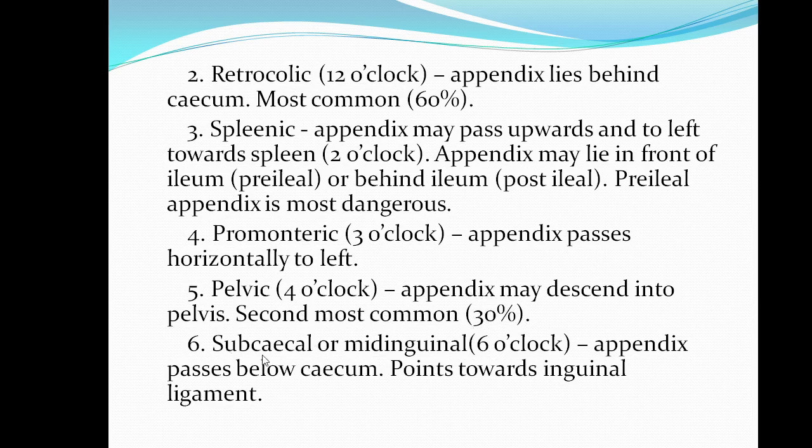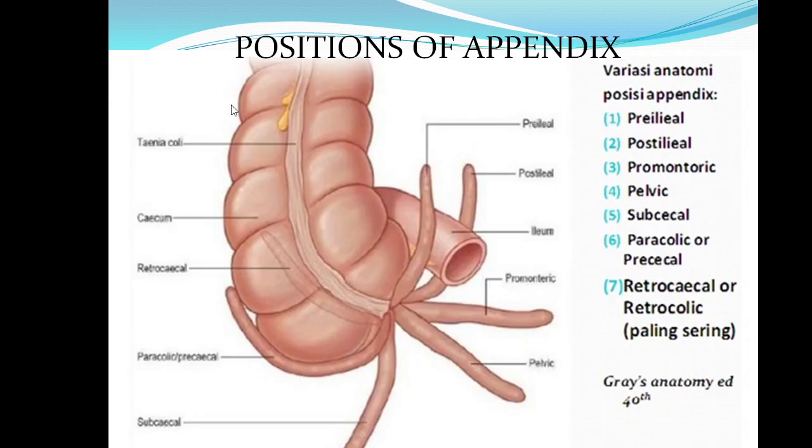The subcecal or the mid-inguinal, that is also known as 6 o'clock position. Here the appendix passes below the cecum, it points towards the inguinal ligament. Here in this diagram, the various positions of the appendix have been shown. Here you can see the ascending colon, this is the cecum, this is the tinea coli.